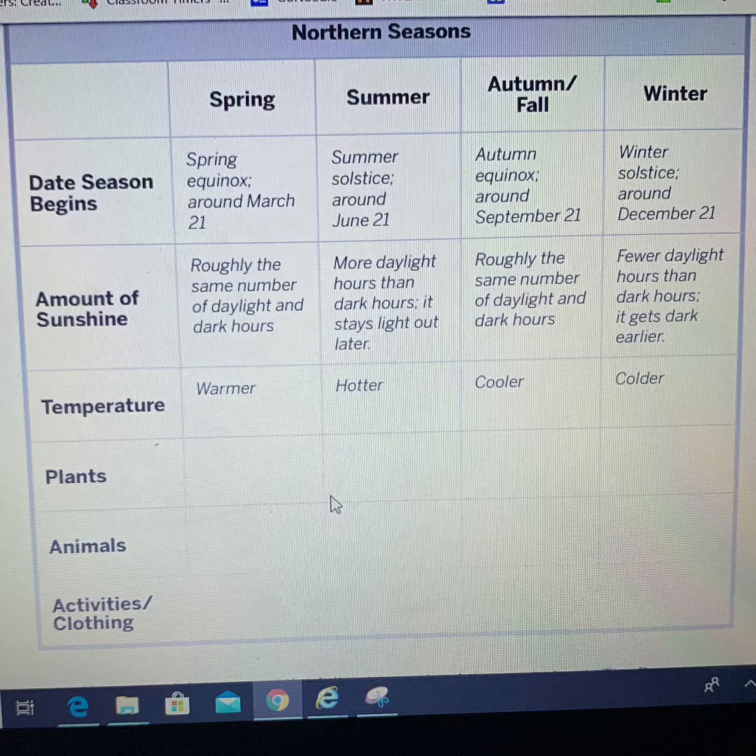For the temperature, in the spring, it is warmer. In the summer, it is hotter. In the autumn and fall, it is cooler. And in winter, it is colder.